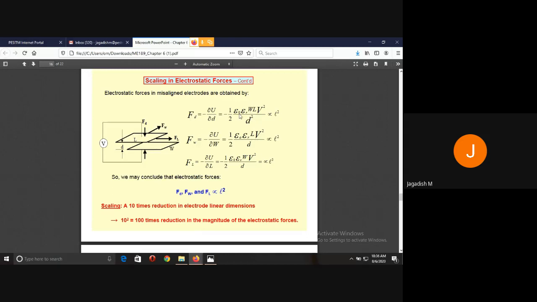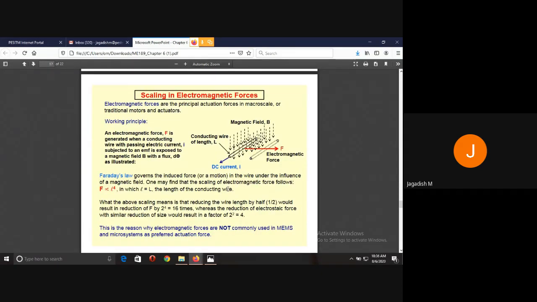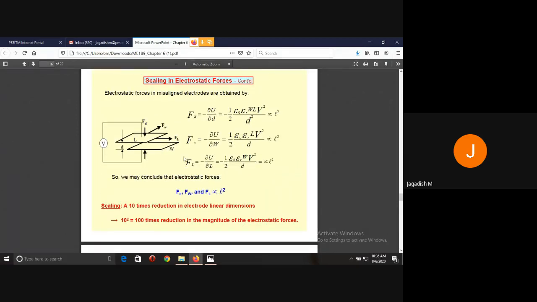Remember that if you substitute here L power 1, L power 1, L power 2, L power 2, then you will get L power 2. Okay, similarly for FW, FD, and FL, you will get L power 2. So if the dimensions W, D, and L are reduced by 10 times, substitute 10 in place of L. So you will have 10 to the power 2. That is, each of these forces will reduce by 100 times. Okay. So this is the scaling in the electrostatic force.